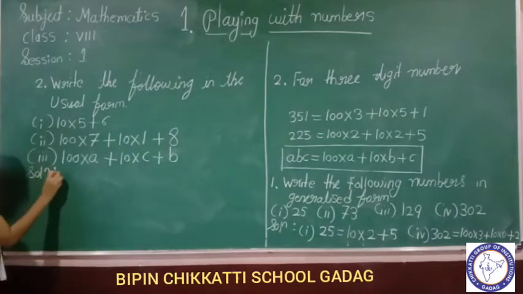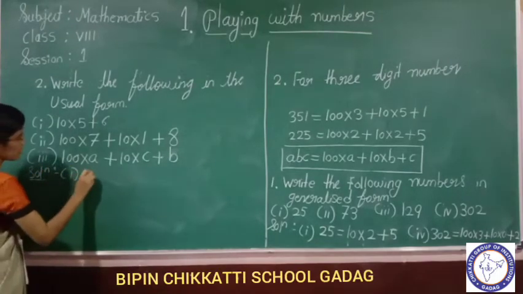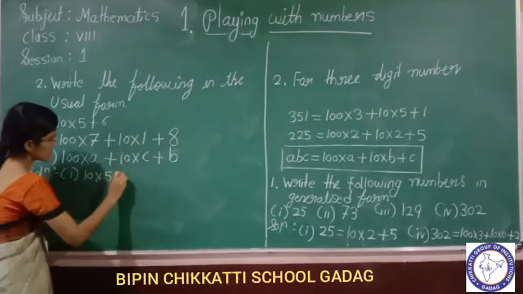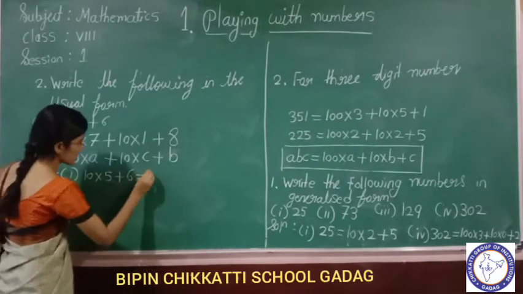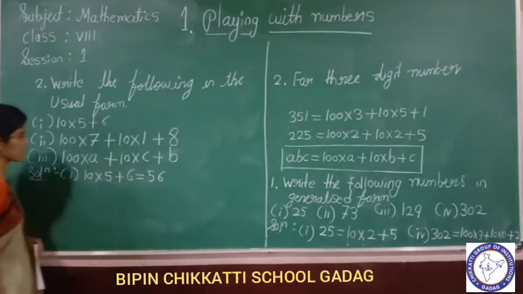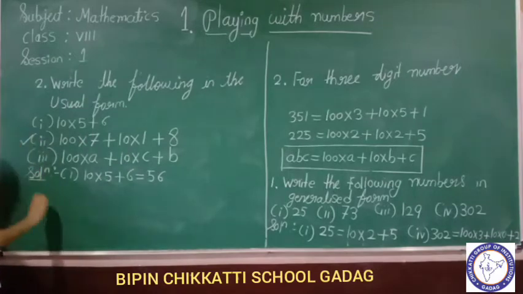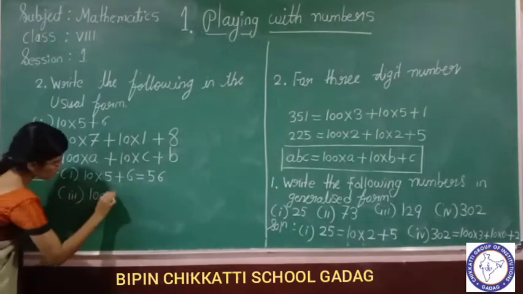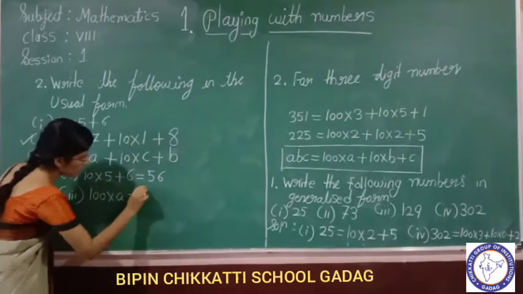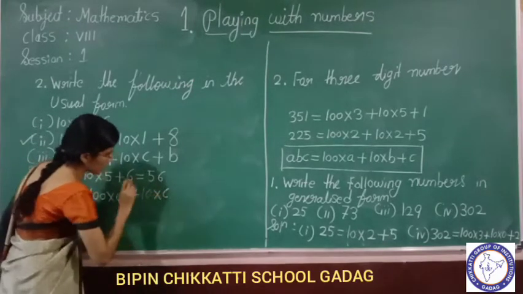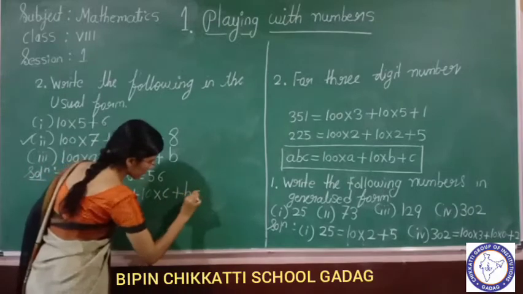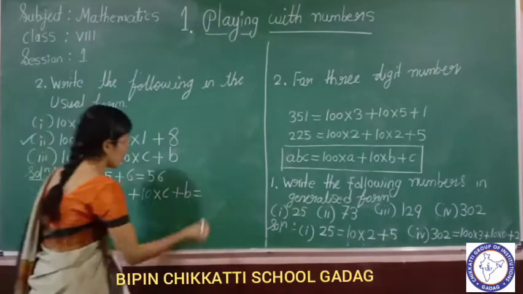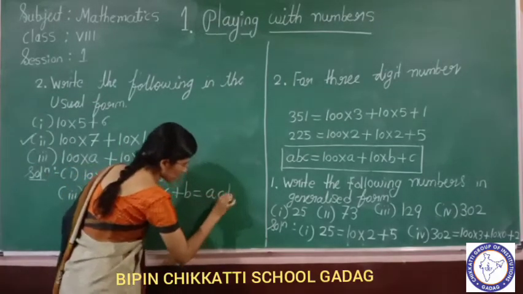Solution. First one, 10 into 5 plus 6, it is nothing but 56. Second one you do as homework. See here, third one, 100 into A plus 10 into C plus B. It will be A, C, B.